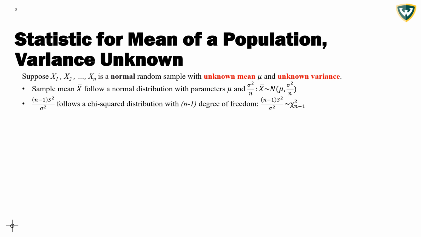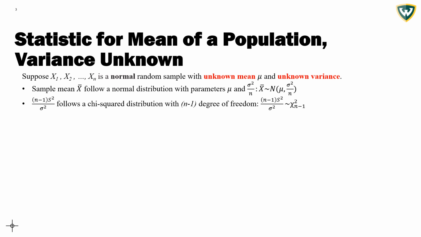The sample mean follows a normal distribution, since each Xi follows a normal distribution. The sample mean follows a normal distribution with parameters mu and sigma squared over n. The sample mean can be standardized by subtracting its mean and dividing by its standard deviation to define a standard z-statistic that follows a normal distribution centered at 0 with a variance of 1.